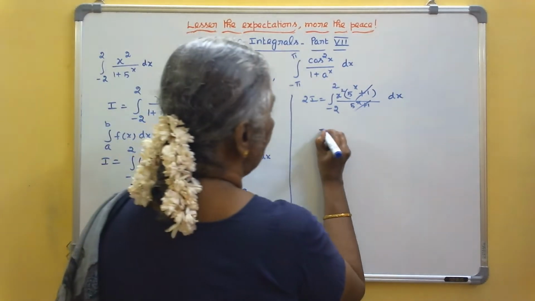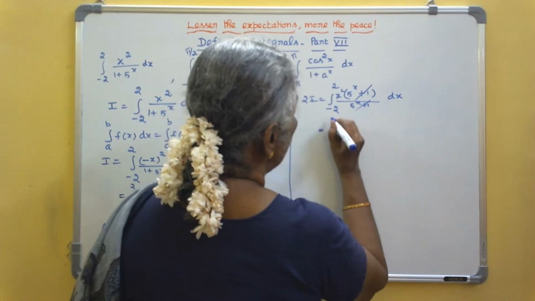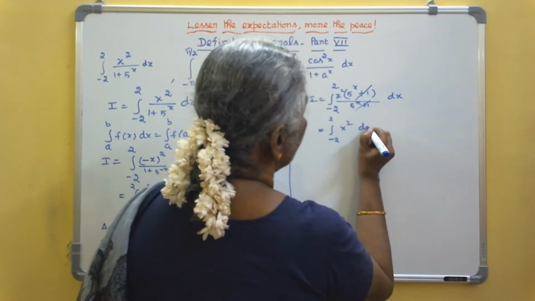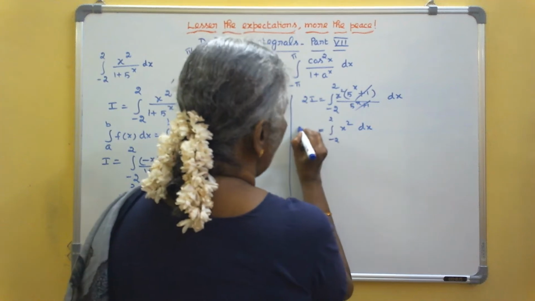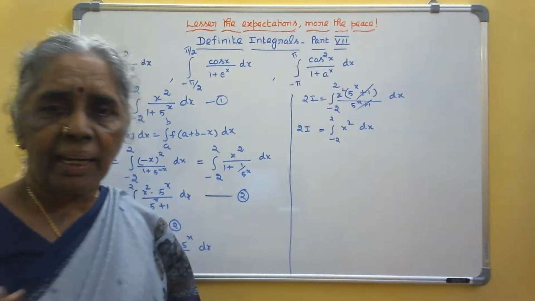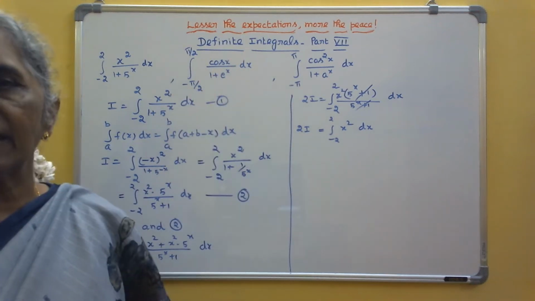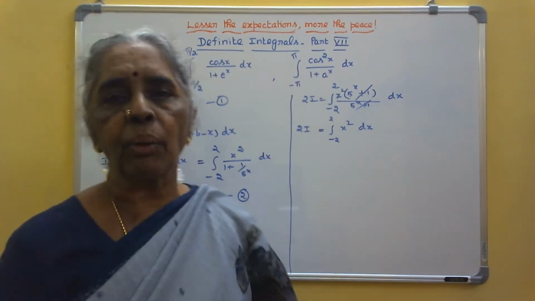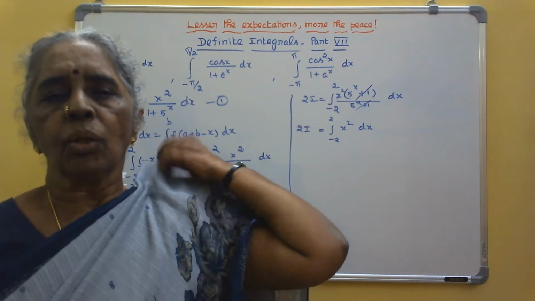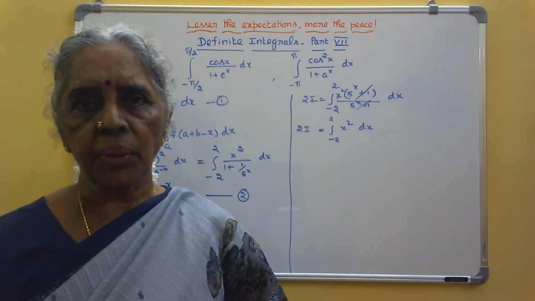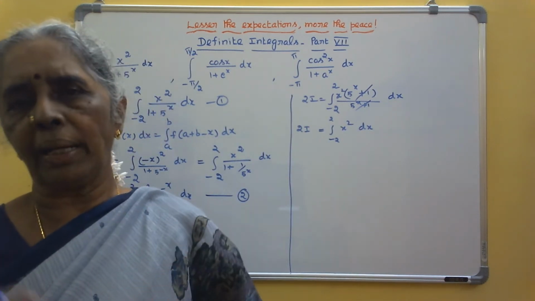So, now actually I am getting integral minus 2 to 2 x squared dx. Here I am having 2I. Okay. So actually in the second sum you will be getting only cos x dx. In the third sum you will be getting only cos squared x dx. You will be either getting an algebraic function or you will be getting some trigonometric function.